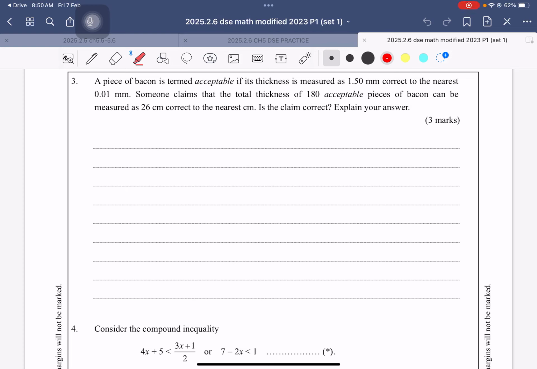Alright, so from here, we are talking about the thickness. So that's going to be a T. So what's the first step? You let T be the thickness of one bacon. Okay? I'm going to teach very slowly today, so write it down, okay?